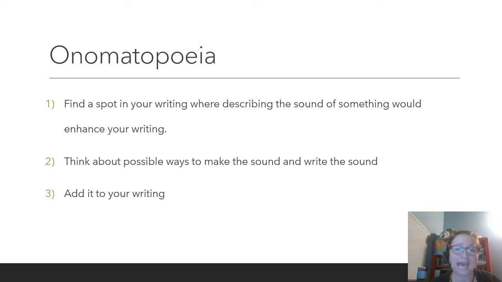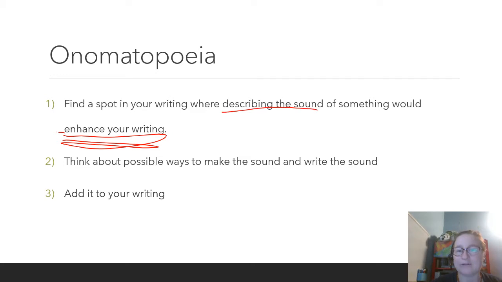All right. And the steps to adding onomatopoeia are first, find a spot in your writing where describing the sound of something would enhance your writing. So that enhance right here means to make it better. And so you're going to find a spot where describing the sound is going to make your story better. So don't just randomly add it, but find a spot where something is happening. Again, action's a great spot for that. And describe the sounds that are happening in that action.